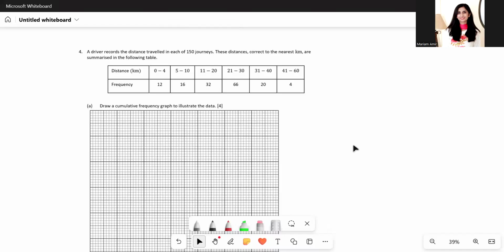A driver records the distance traveled in each of 150 journeys. The distances, correct to the nearest kilometer, are summarized in the following table. Part A: draw a cumulative frequency graph to illustrate the data.